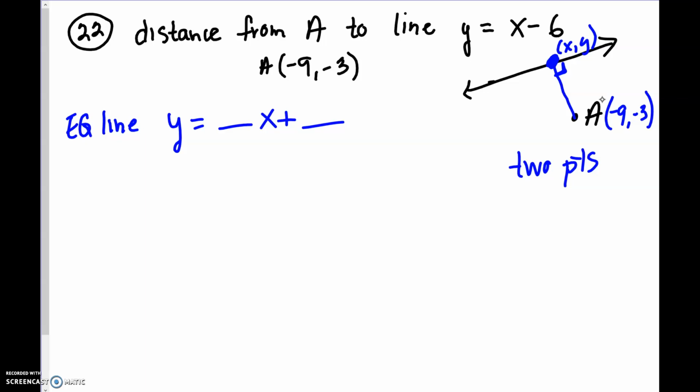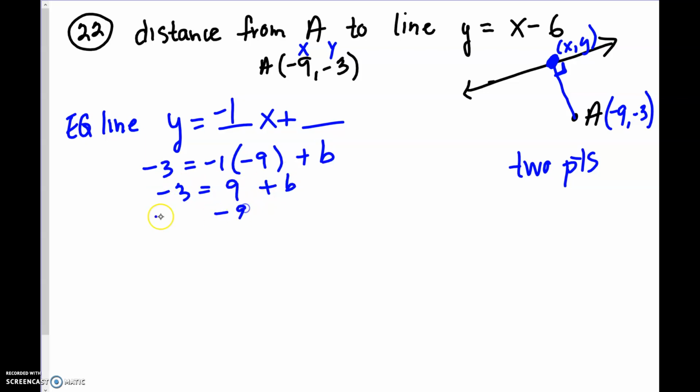Well, what do we know? We know that blue line is perpendicular to the black line. So if that black line has a slope of 1, then what is the slope of the perpendicular line going to be? Well, it's going to be a -1. And we know this point, A, is on that line. So in place of y, I'm putting a -3. In place of x, I'm putting a -9. And I'm solving for my y-intercept. So now I'm going to subtract 9 from both sides. So it looks like I'm going to get -12 for my y-intercept.